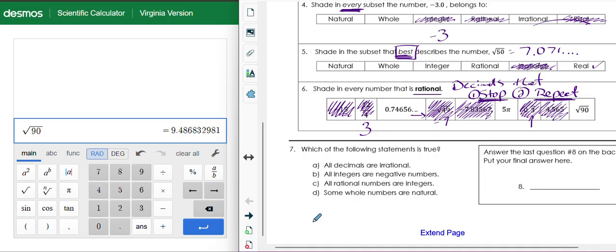Which of the following statements is true? All decimals are irrational. Well, we just saw that. That's not true. We have rational numbers that are decimals.